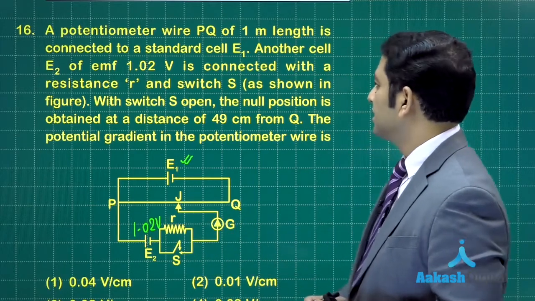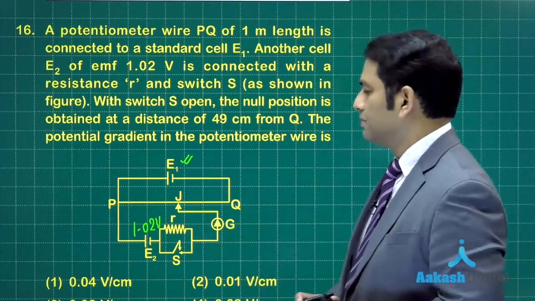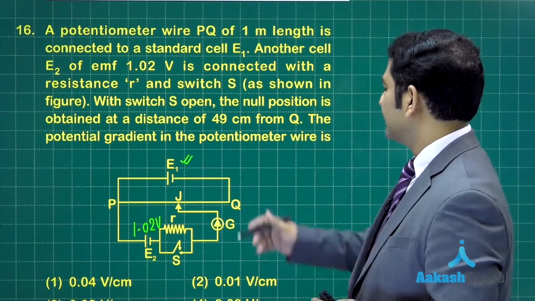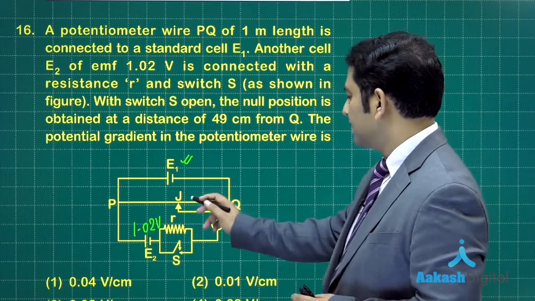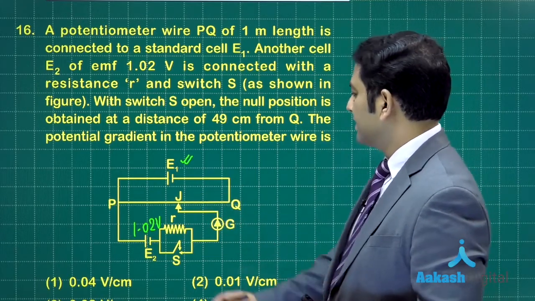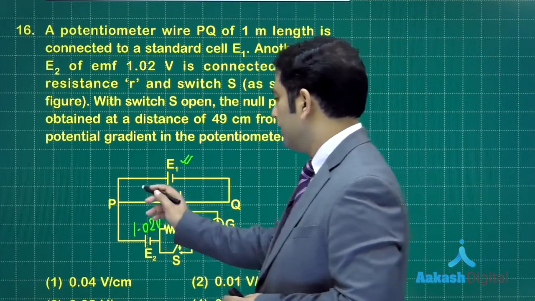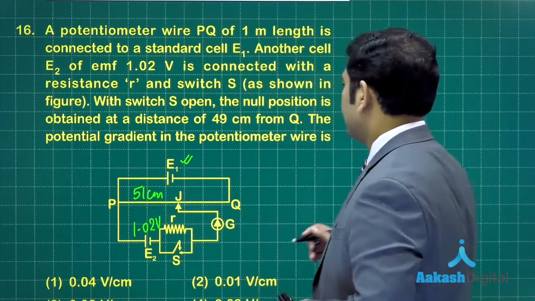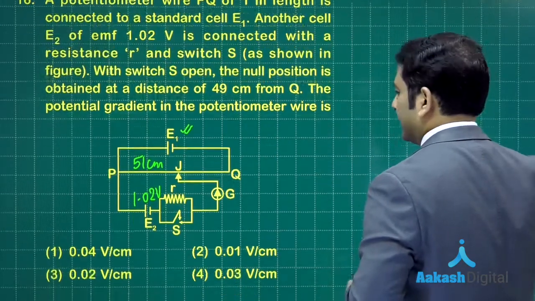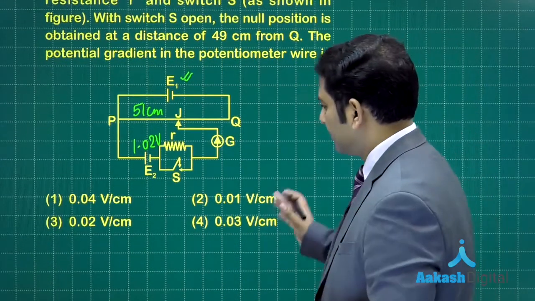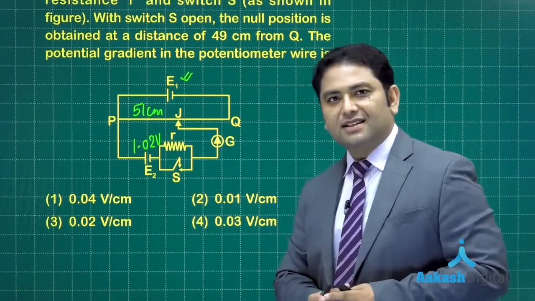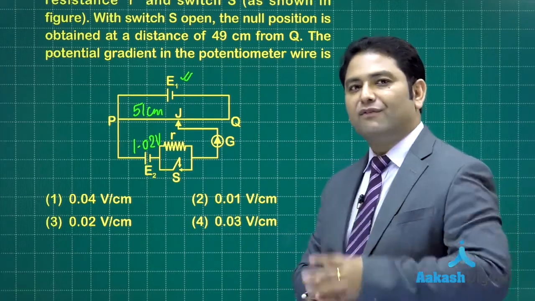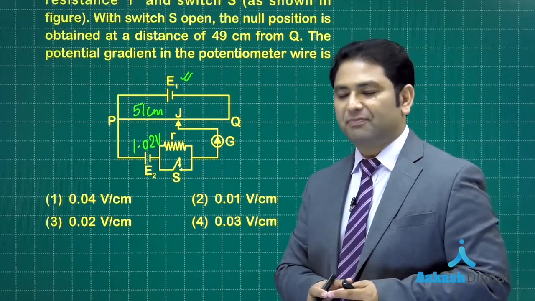There is a switch. With this switch open, now you need to see the null position is obtained at a distance of 49 centimeter from Q. That means from this side, that's going to be 51 centimeter. And we need to calculate the potential gradient. Have a look at the question. The option says the potential gradient has to be written in terms of volt per centimeter.